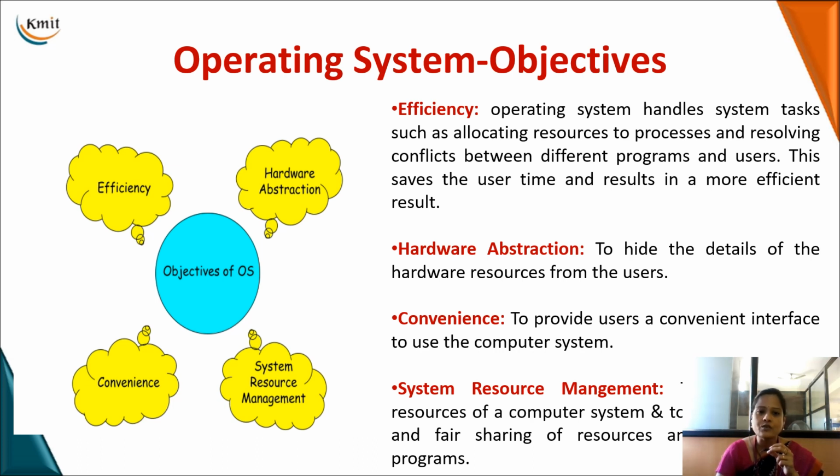So the main objectives of your operating system are: one, efficiency, how well the operating system helps you execute your programs in an efficient way; how it provides you an abstraction of the hardware devices; how an easy interface is provided to you; and how it acts as a resource manager. So these are the four objectives of your operating system.